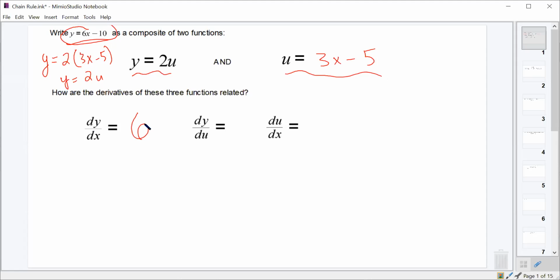6. 6, good, okay. Now, the next thing I want is dy/du. That means the derivative of y when it's written in terms of u. So what's the derivative with respect to u of y?